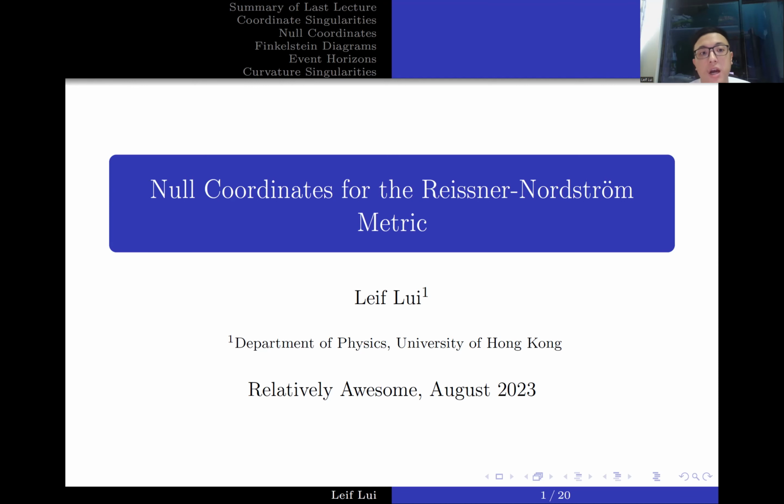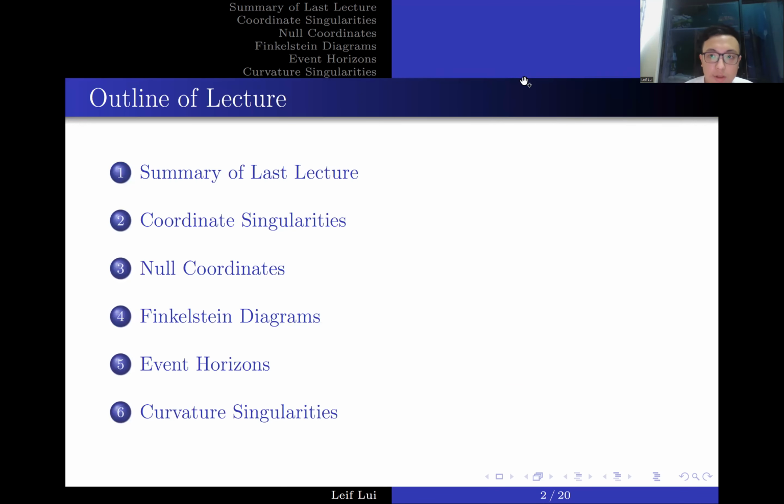So instead, I will extend my discussion on charged black holes and talk about how we can extend the Reissner-Nordström metric within the event horizons. So, the outline of this lecture is as follows.